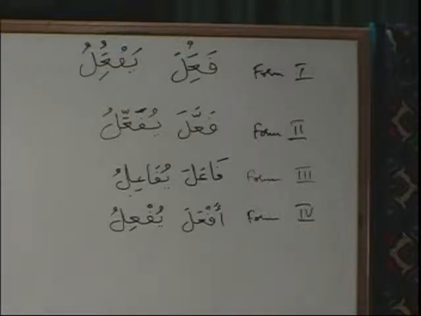When you come to Form 3, you add alif to fa kalima. So instead of fa'ala, now you have fa'ala. Fa'ala yufa'ilu. Jahada yujahidu. Okay. Sa'ada yusa'idu. Hawala yuhawilu. Remember, again, why you? Because there are 4 letters in the verb.